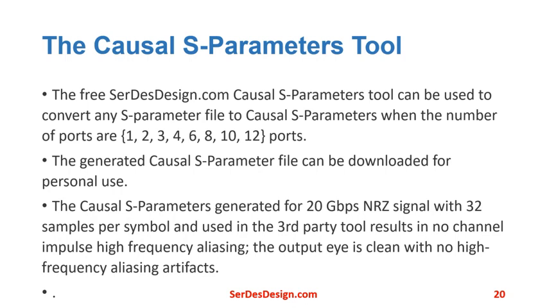Causal S-parameters were generated for the original S-parameter file for use with the 20 gigabits per second NRZ signal with 32 samples per symbol. Then the generated causal S-parameter file was used in the third-party tool discussed earlier. With these causal S-parameters, the third-party tool channel simulation resulted in no channel impulse high-frequency aliasing, and the output was clean with no high-frequency aliasing artifacts.